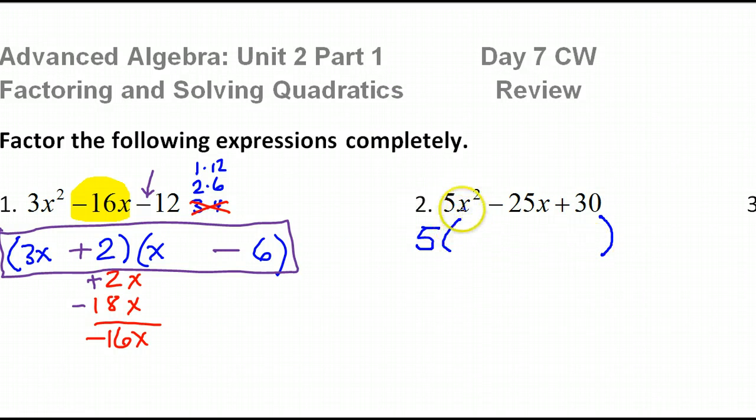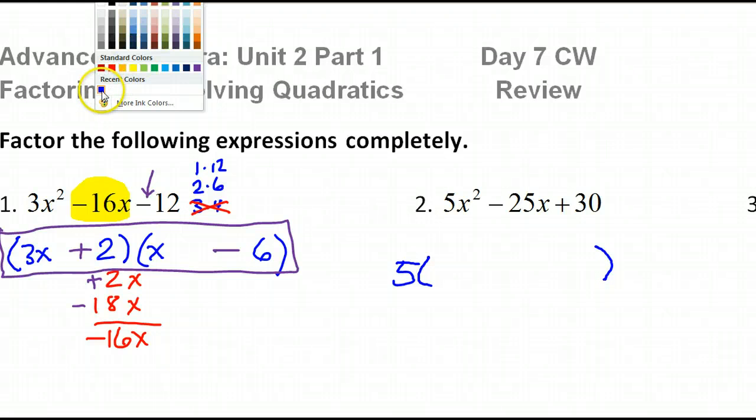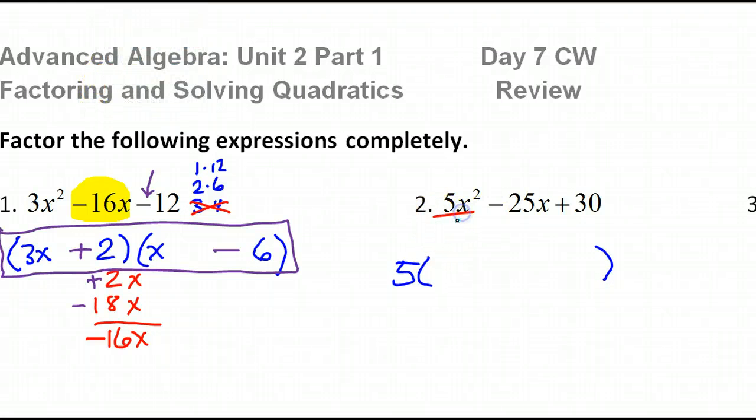Okay, so inside, let me put this down a little bit lower. So I'm bringing that 5 outside the parentheses. Now, when I bring out a common factor like this, what I'm really doing to find out what goes on the inside is I'm dividing. So that's why on the inside we will have x squared minus 5x plus 6. Alright, divide, divide, divide.